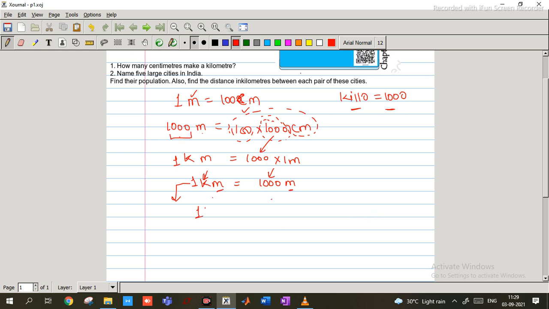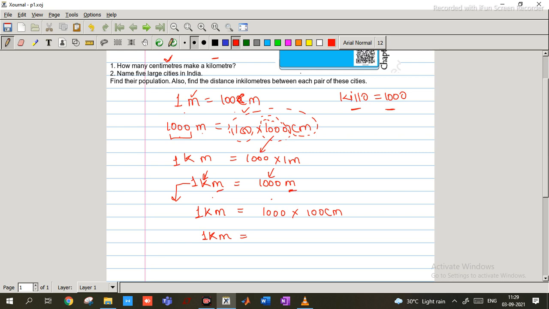So let's take this 1 kilometer the same, and in place of meter, why don't I put 100 centimeters? I can do this, right? Because 1 meter is equal to 100 centimeters. Now he is asking us how many centimeters make a kilometer, right? How many centimeters make a kilometer?